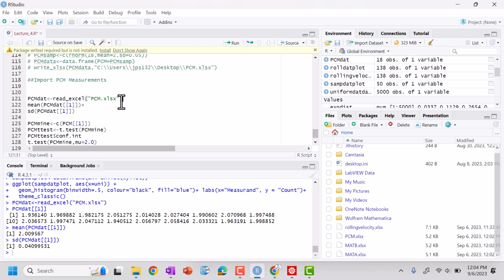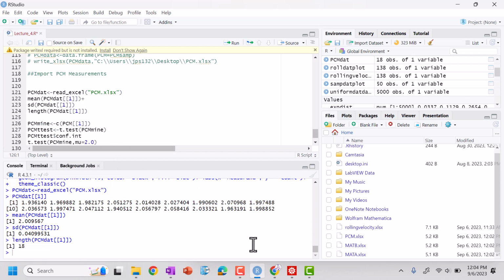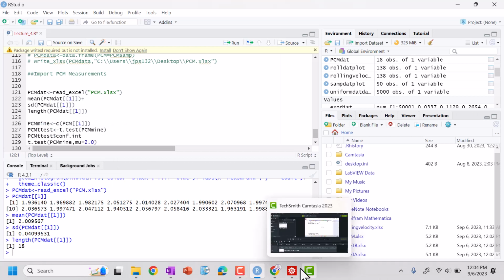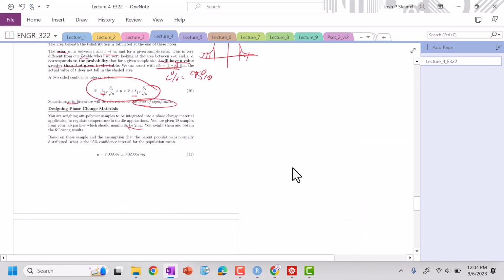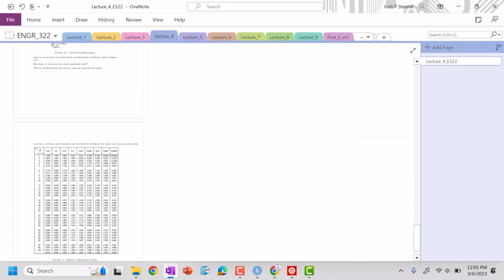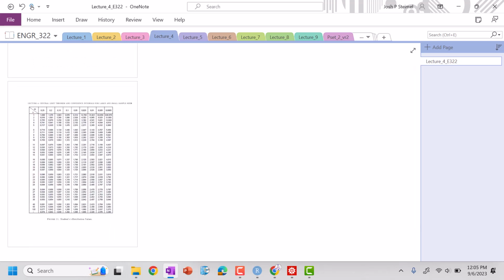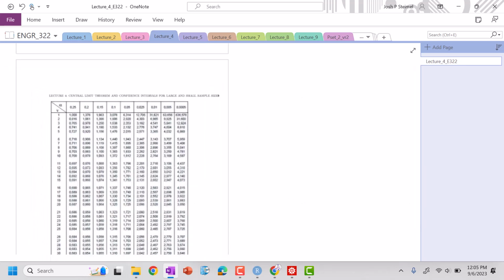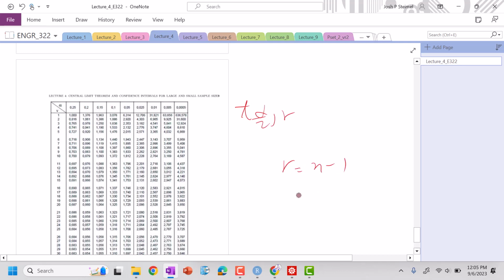So one of the things we have to look at is what is actually the length of PCM dat bracket 1. So 18. So if I want to figure out my T value, we're going to have to go all the way down. So we want T alpha over 2 nu. Nu is going to be n minus 1, so we said that was 18, so nu is going to be 17. So I'm looking at this row here, 17.